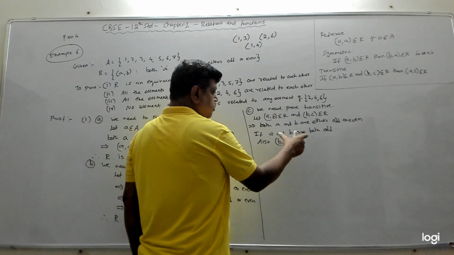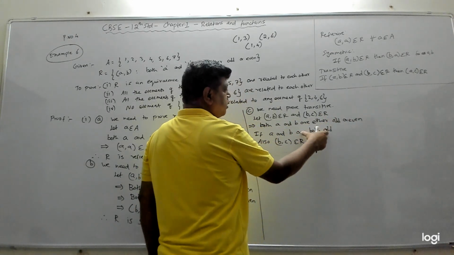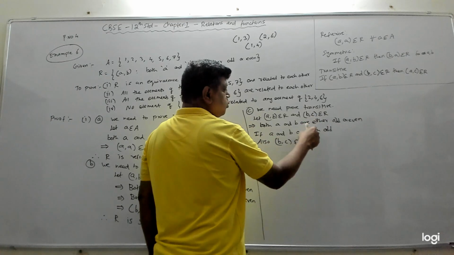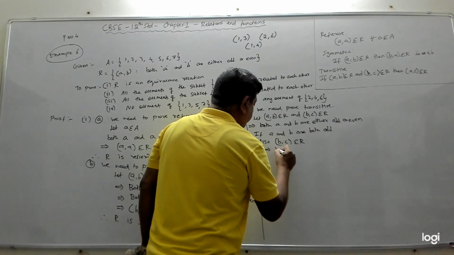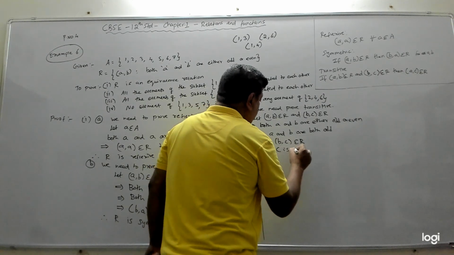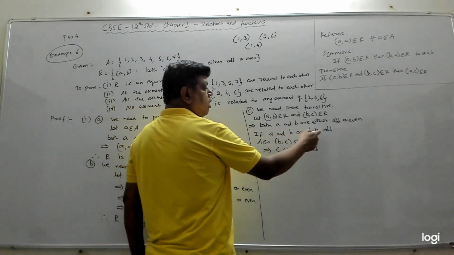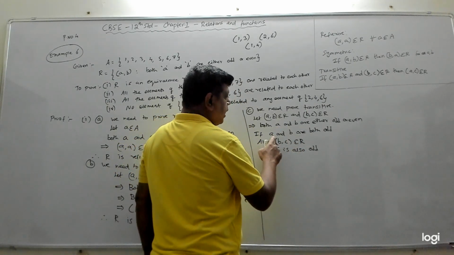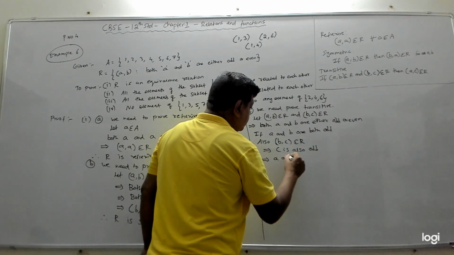Now we are taking one case where both A and B are either odd or even. Suppose both are odd. Then B comma C belongs to R. So B is odd, and then C is also odd. Because B is odd and B comma C belongs to R, C also should be odd. So now we have got A is odd, B is odd and C is also odd, which implies A and C both are odd.